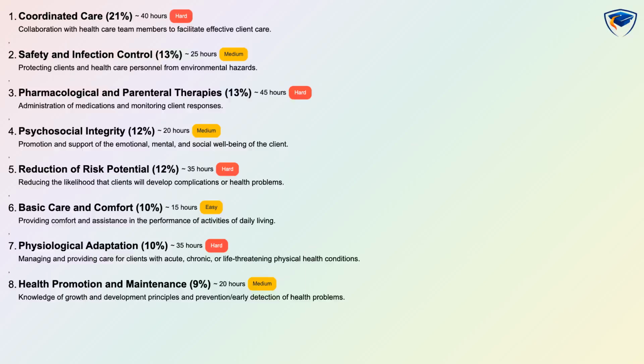Overview of the NCLEX-PN blueprint and domain weights. Coordinated care 21%, safety and infection control 13%, pharmacological and parenteral therapies 13%, psychosocial integrity 12%, reduction of risk potential 12%, basic care and comfort 10%, physiological adaptation 10%, and health promotion and maintenance 9%. Each domain is assessed with scenario-based items, and the estimated study time varies by domain.